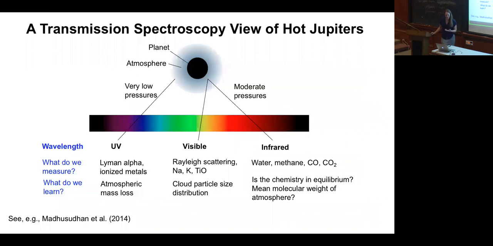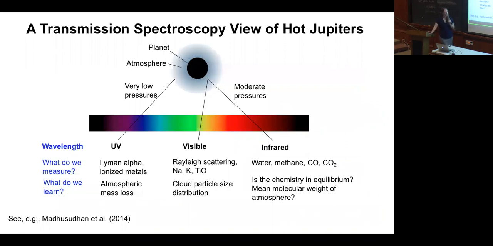If you look in visible light, you can see if you have small particles in the upper atmosphere due to clouds, maybe condensate clouds, maybe photochemical hazes. Those particles will scatter light, and you can see a scattering slope that tells you something about the particle sizes and their vertical distribution. You can also see atomic absorption lines from sodium and potassium. Those are really strong features for hot Jupiters in the visible.